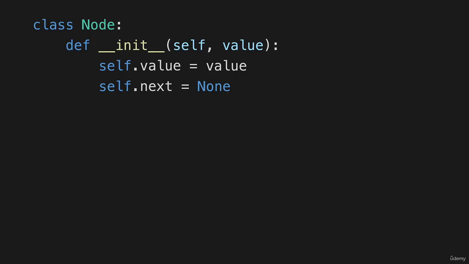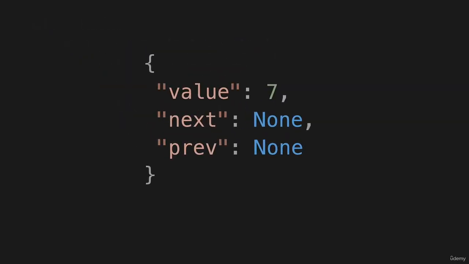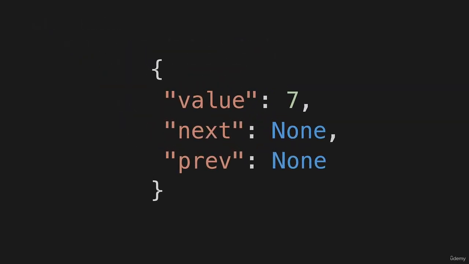So for a doubly linked list, we just need one more line like this. We're going to call this previous. It will be set to None because this node is not pointing to anything yet. And that's the only difference in creating the node. So that is going to build something that looks like this.